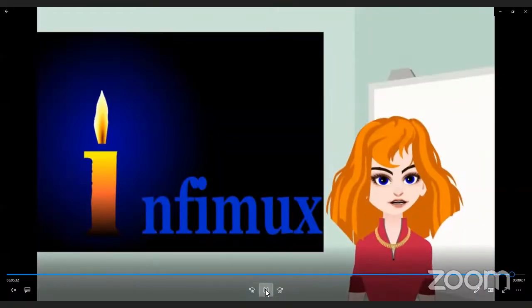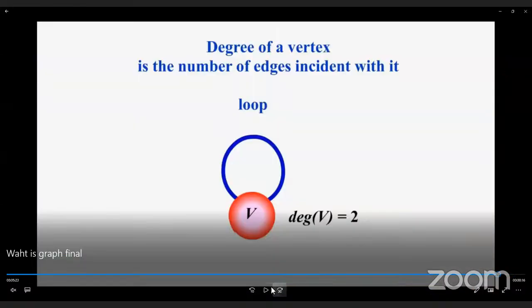Now this is just an introduction. This one is called a loop if the edge starts and ends with the same vertex. So it's a loop.